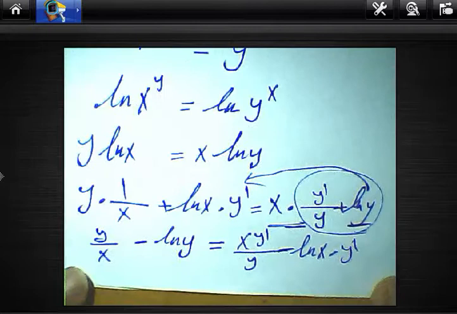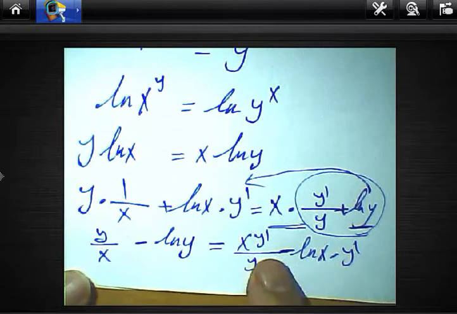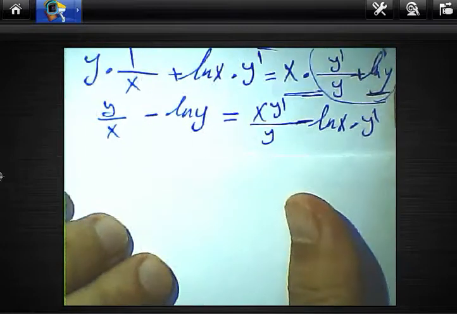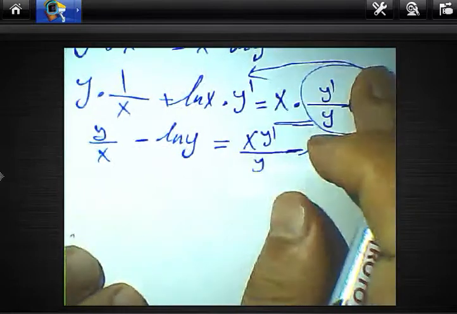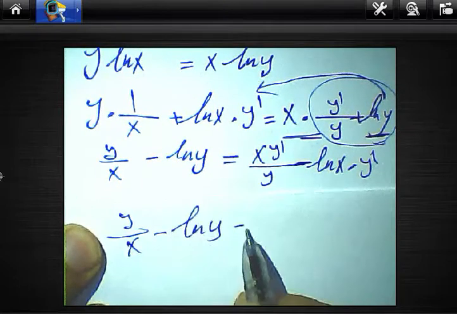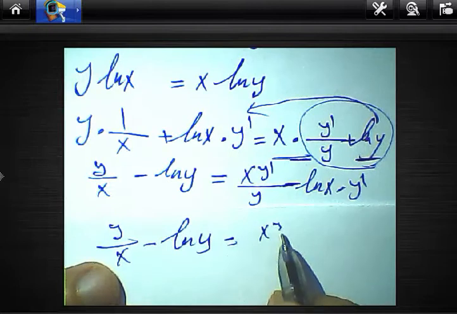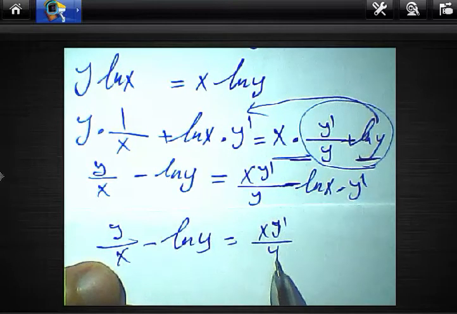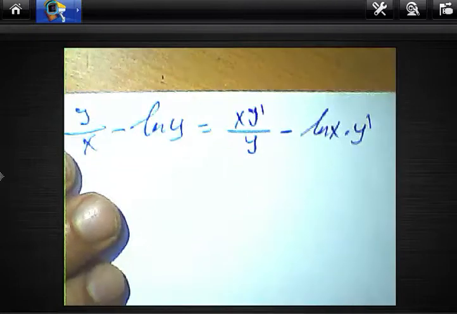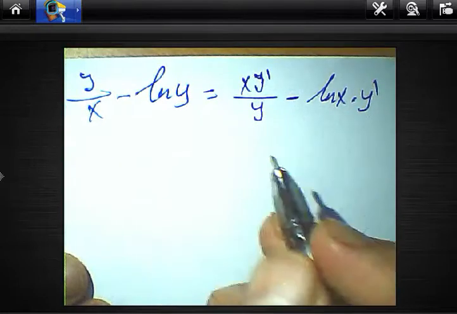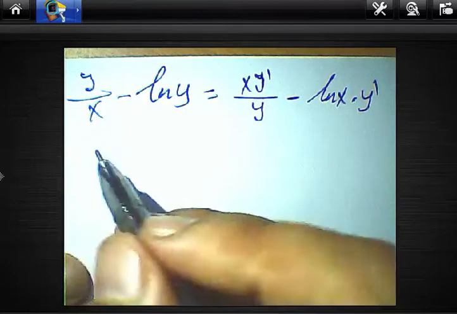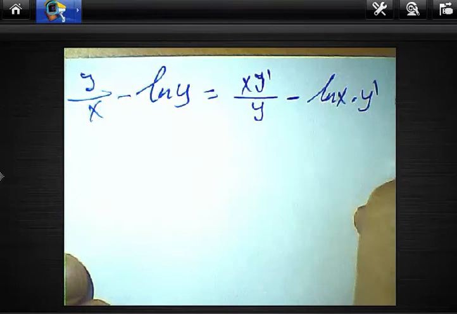Why do it? Because I want to find y dash, so I can write y dash outside from this expression. I will complete it here, y over x minus ln y equals x y dash over y minus ln of x times y dash. Okay, you can write y dash as a coefficient here, or multiply by xy to cancel this denominator, multiplying by x and y on the left hand side and right hand side.